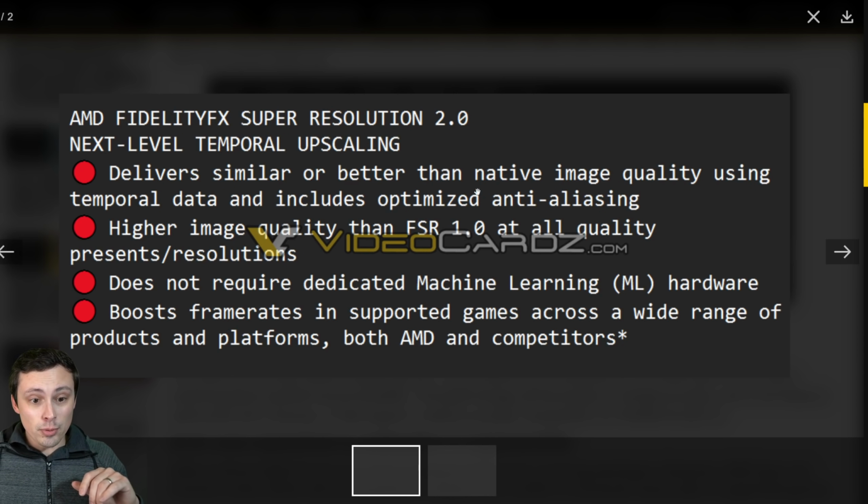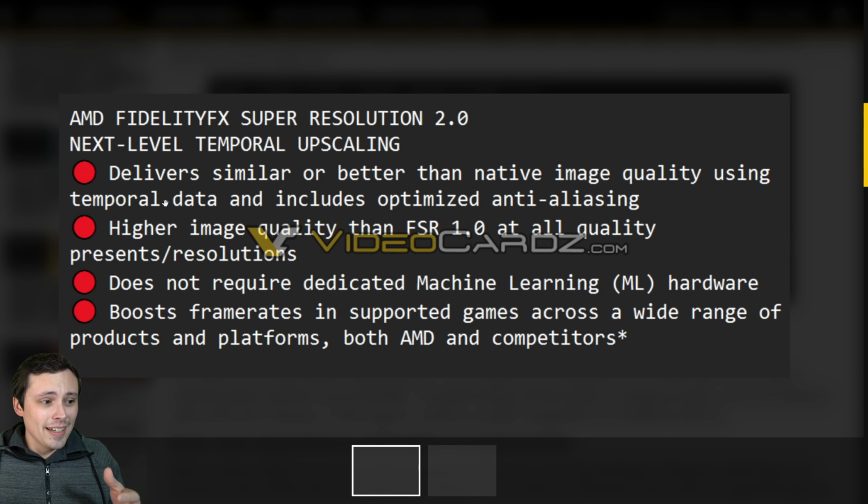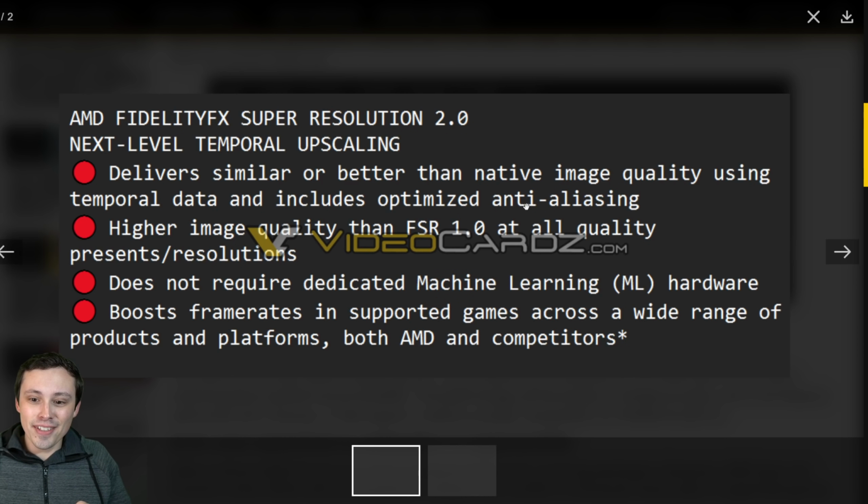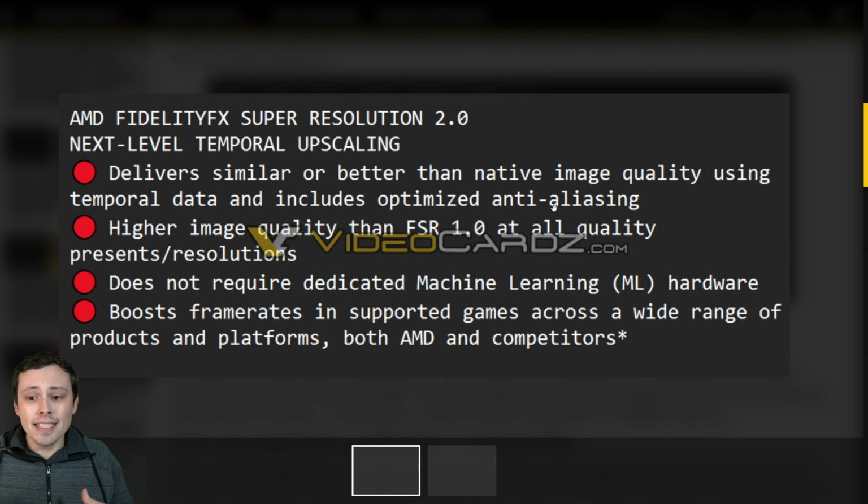Let's dig into that first bullet point here for a second. So what do I think that means? Well, first of all, the big deal here is temporal data. And what that means is that this is a TAA upscaler, or at least it kind of is. But then they have their optimized anti-aliasing. So FSR 1.0 basically uses the anti-aliasing that the game already has.